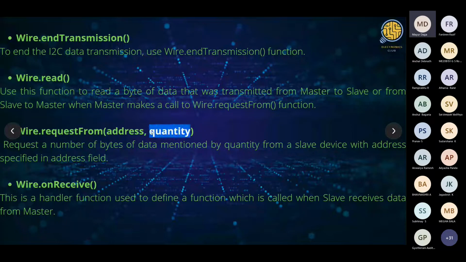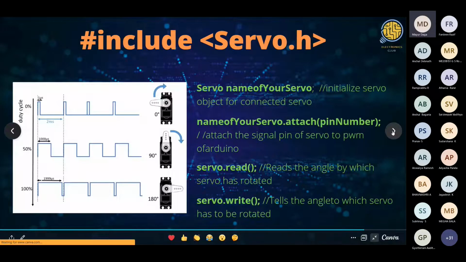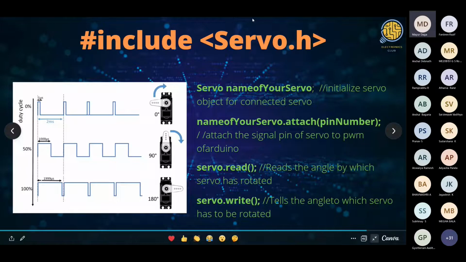And this is Wire.onReceive. This is the function which executes another function after it receives data. We'll see it in more detail in the code further. Now, this was the topic which was left yesterday, and today we will be using this in one of the projects. So I'll quickly go through this.